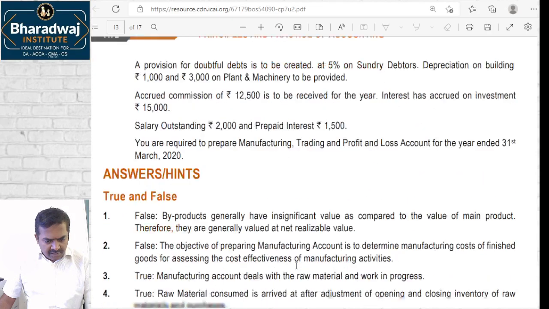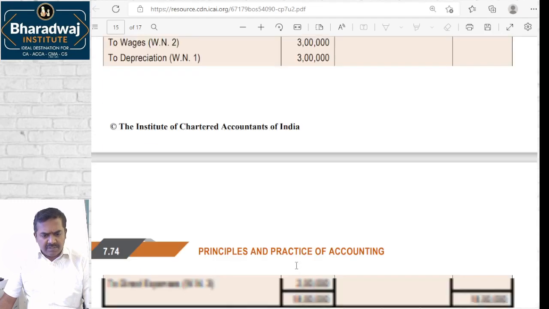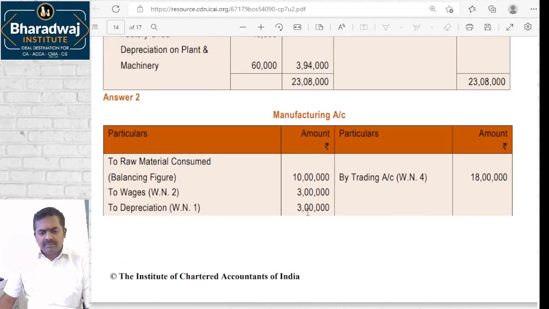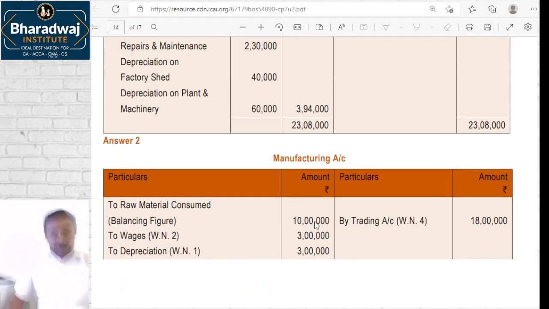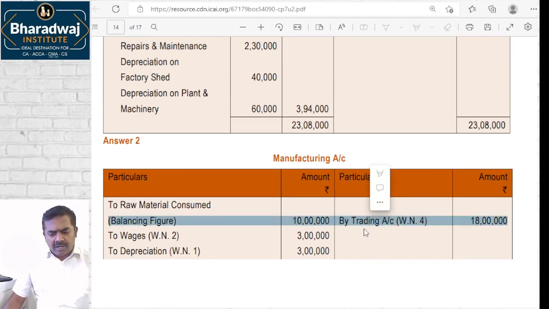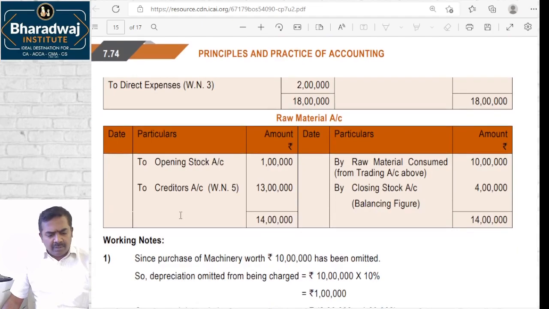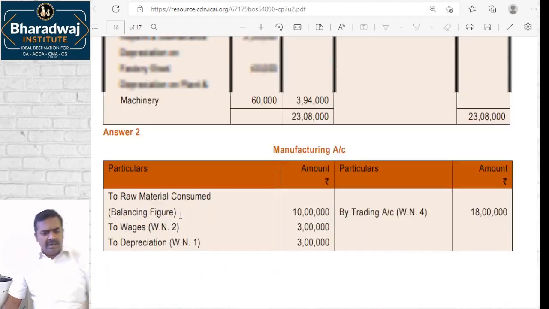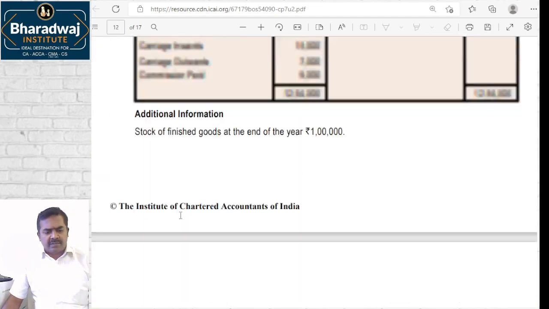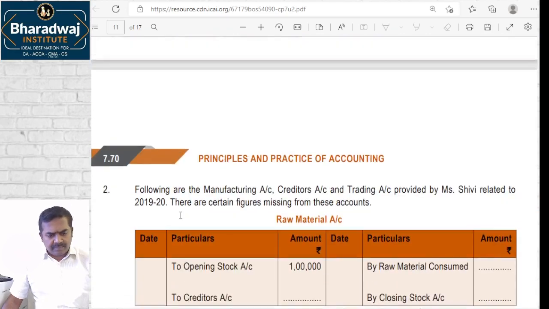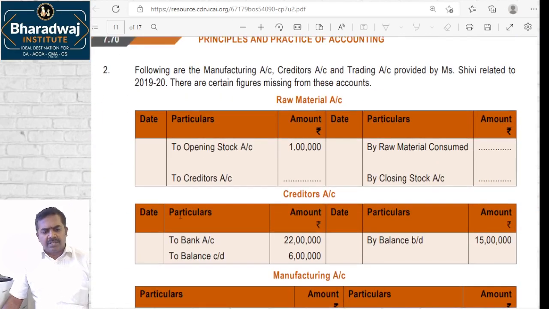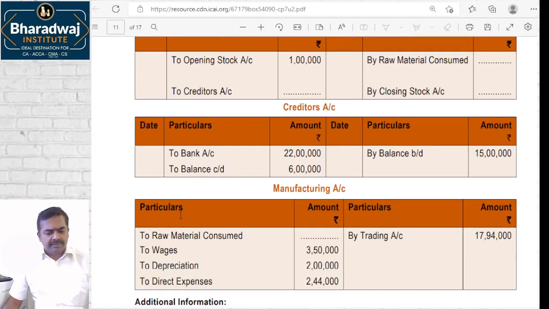So we will not solve it. We will just see the solution, that is sufficient. Which account you have to prepare? Manufacturing account, and trading account, you have to change it. And we have to do the working note. Let us start for this question. Please start for this question. Question number 2, let us work it in our own way.